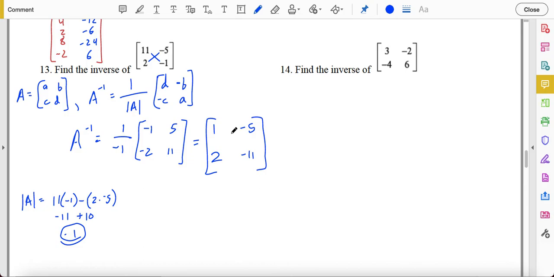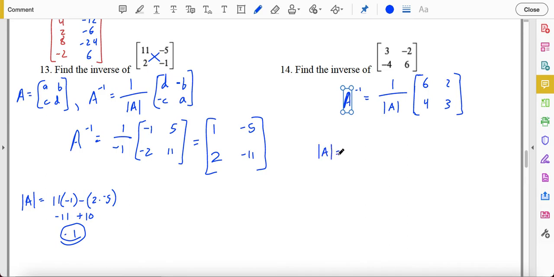All right, 14. So we're finding the inverse of this one now. Same formula applies. A inverse is going to equal 1 over the determinant of A times the rearranged version. We swap those two, so it's 6 and 3, and then negate those two, so positive 4 and positive 2. So we need to find the determinant, and we'll then multiply it into this matrix.